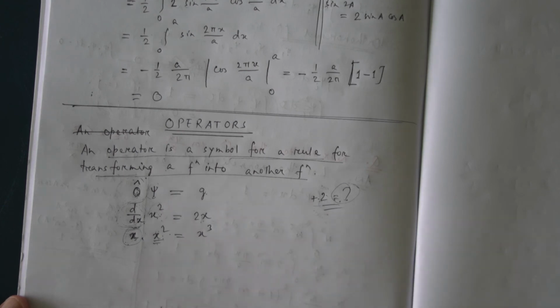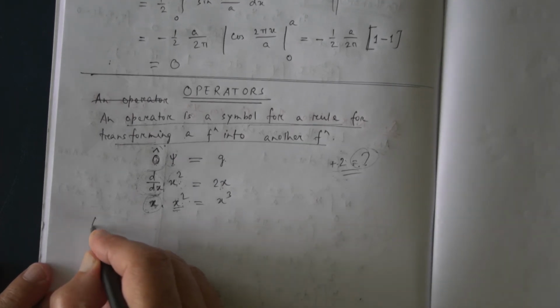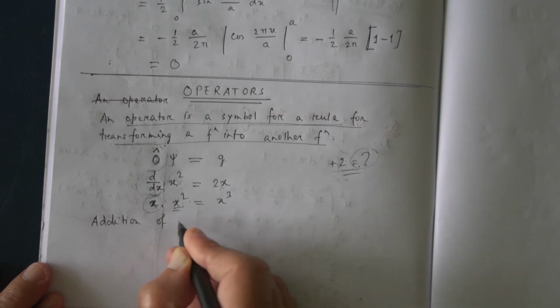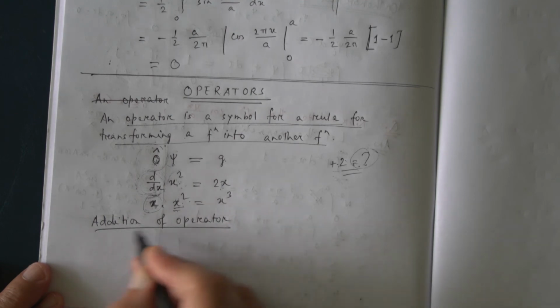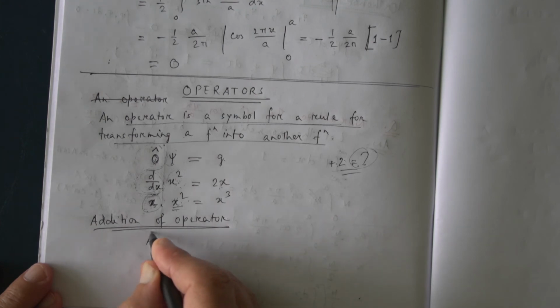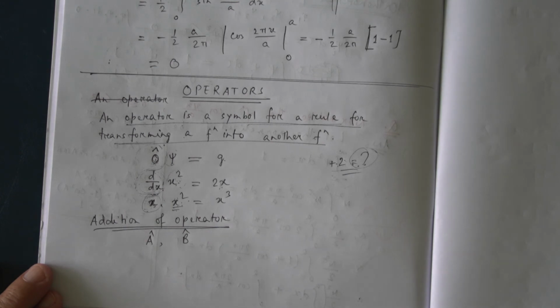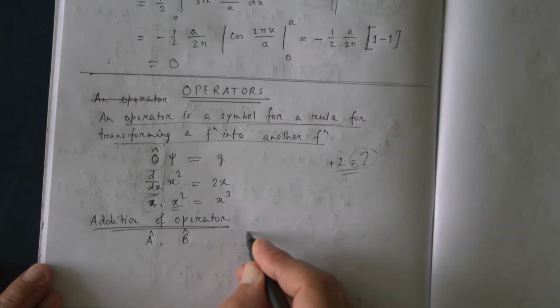So we need a function. Okay, this is operator. Now what we mean by addition of operator? What we mean by addition of operator? Suppose we have two operators, A and B. These are the two operators. Once again, just an operator does not mean anything. We need a function. So suppose the function is say f(x).